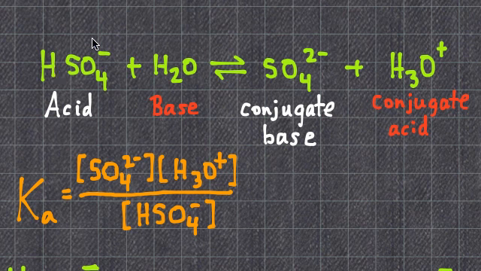So this H floats over onto this water, creating the H3O+. I called this the acid because it lost the hydrogen to become the conjugate base. I called this the base because it gained a hydrogen to become the conjugate acid.